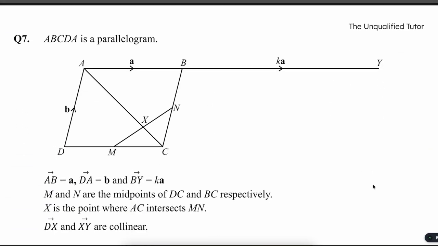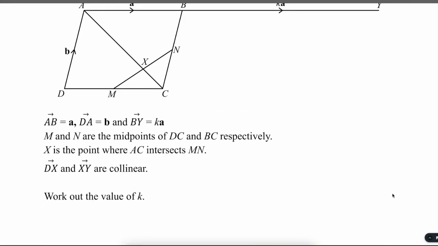ABCD is a parallelogram. AB equals a, DA equals b, and BY equals kA. M and N are the midpoints of DC and BC respectively. X is the point where AC intersects MN. DX and XY are collinear. Work out the value of k.